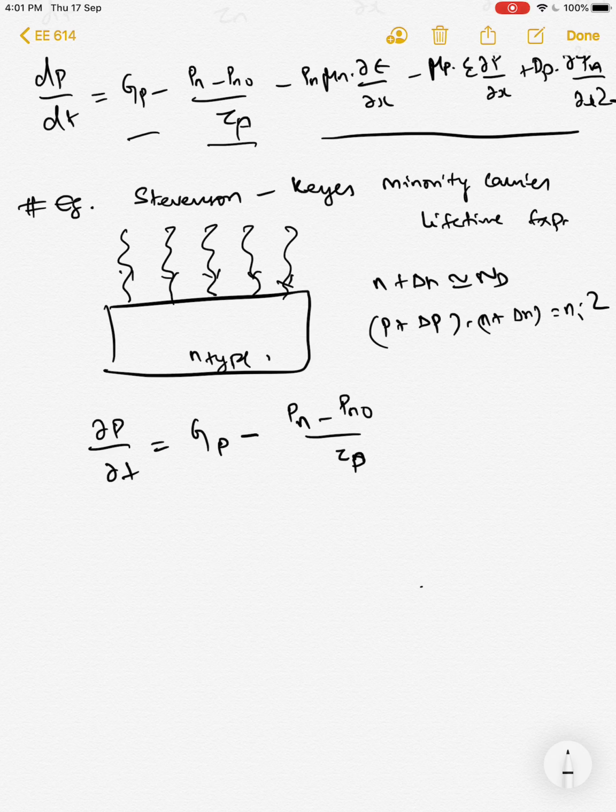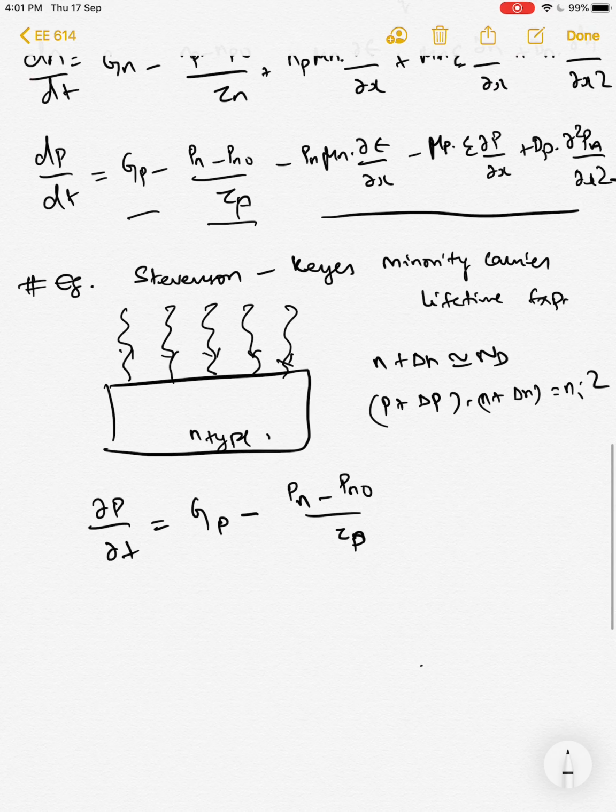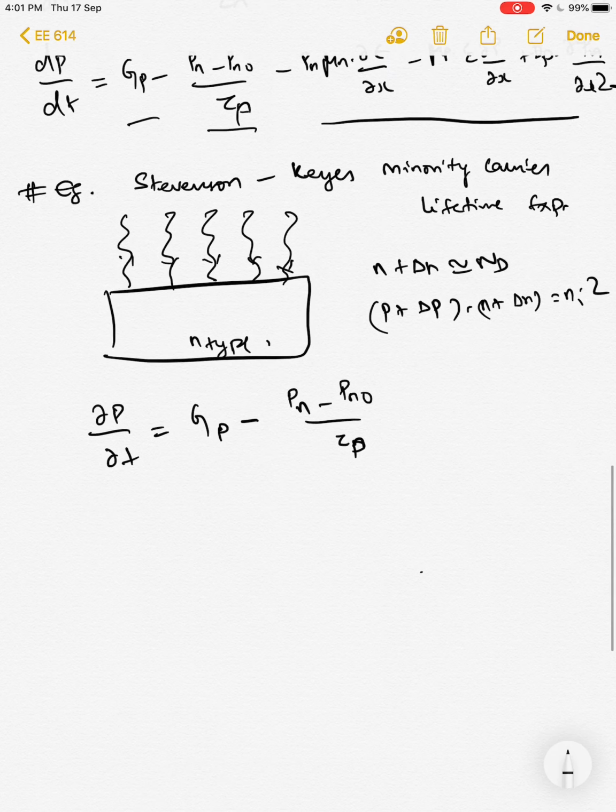So we have this, and because there is no field applied to this, the rest turns out to be zero, right? Because there is no gradient in the density as well, because this particular semiconductor is uniformly illuminated from the top, so there is no gradient, so there is no diffusion, so this is the only thing that we have.